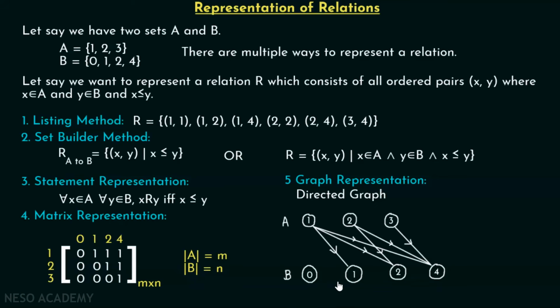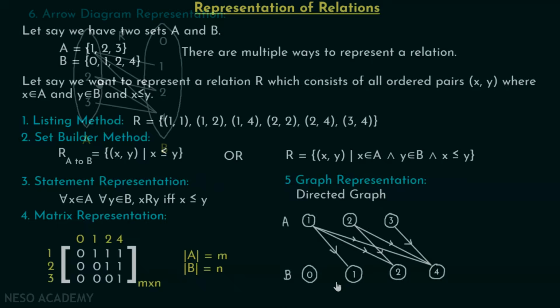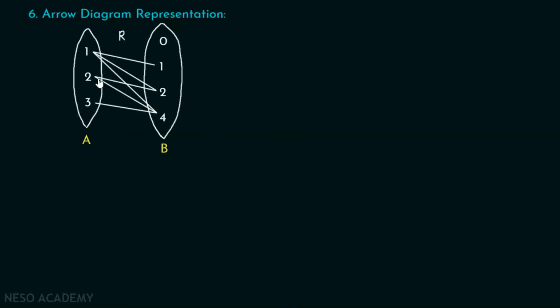Now we will consider the last way to represent a relation, that is arrow diagram representation. Obviously, we are already familiar with this particular representation. Here I have to write all the elements of set A and all the elements of set B. Here you can see these lines are drawn and this mapping is representing relation R. A line is drawn from 1 to 1, then 1 to 2, 1 to 4, 2 to 2, 2 to 4, then 3 to 4. This is arrow diagram representation of relation R.